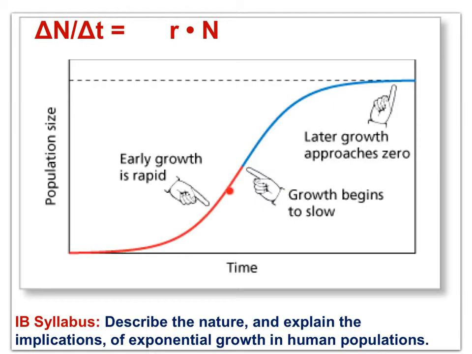So, in the red portion of this graph, the population growth rate, delta n over delta t, is indicated as rapid because n, the size of the population, is getting bigger with each time period. But here it is indicated that the population growth rate begins to slow. Now that's not because n is getting smaller. That's not happening. The population is continuing to grow here. But if the population growth rate is slowing, that must mean the natural increase rate is getting smaller.